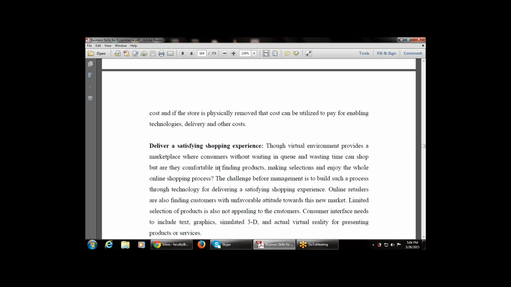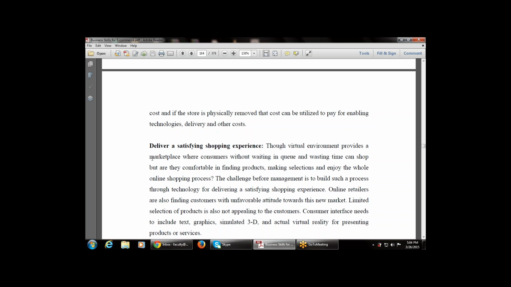Because if the customer feedback is very bad on online retailing, every person reads these various comments, so it also impacts the retailing industry. So this is one of the important issues, that is, delivering a satisfying shopping experience.